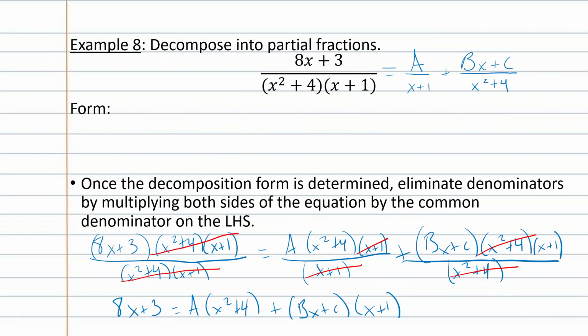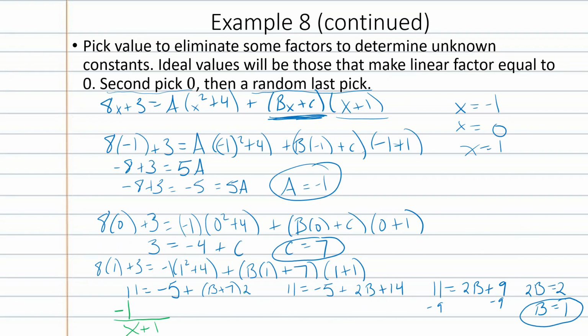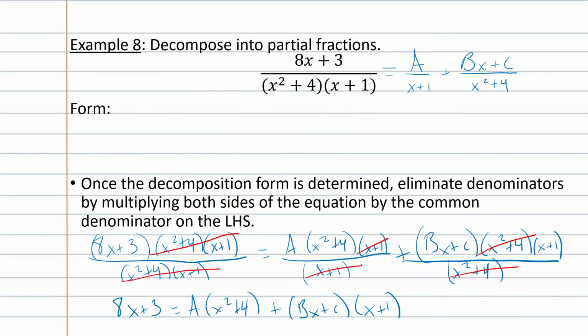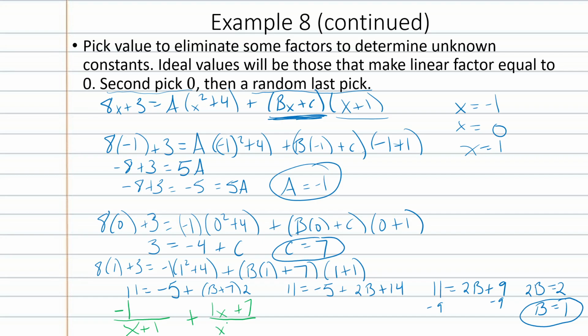Okay, and then plus bx plus c, my bx, so it'll be 1x plus 7 all over x squared plus 4. So that is my partial fraction decomposition right there.